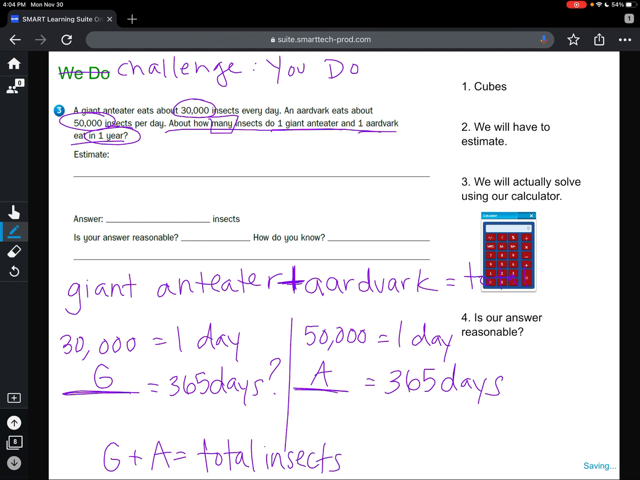You can do it. We did lots of practice on the last two problems. You may use your calculator to help you. So you're going to solve and then answer the questions. You'll write down your estimate and then you'll write down your actual answer. Your answer will be reasonable if your answer is close to your estimate.